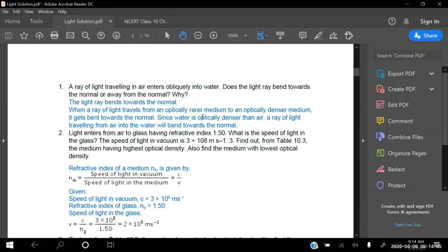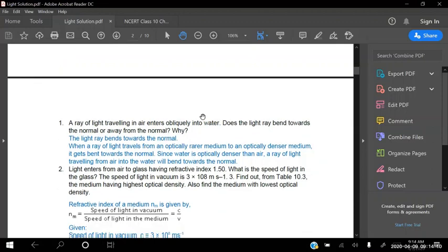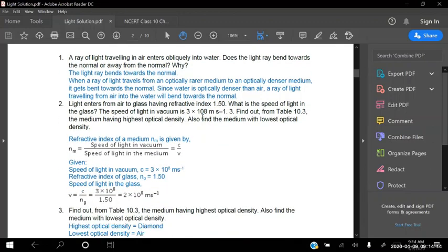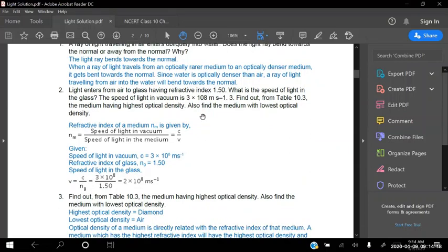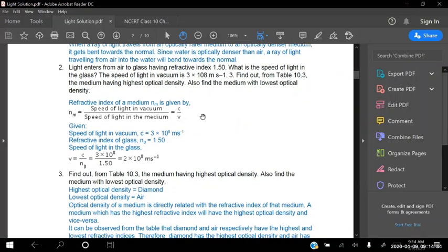Ray of light traveling in air. Now this is another page, which is page number 176. Ray of light traveling in air enters obliquely into water. Does the light ray bend towards the normal or away from the normal? Already I have given you this answer. We discussed it that day. Still, once again, the light ray bends towards the normal. When a ray of light enters from an optically rarer medium to an optically denser medium, it bends towards the normal. So water is optically dense, so it happens like this.